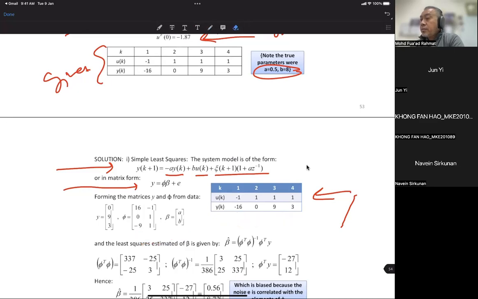And the second column is plus uk. Okay, so the input: plus uk is minus 1, positive 1, positive 1, so it goes to the second column, minus 1, 1, 1. Right? So beta is under investigation, the unknown parameter, the unknown coefficient values.